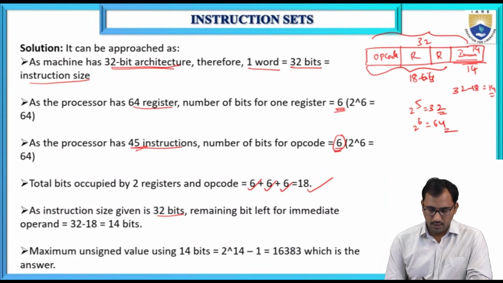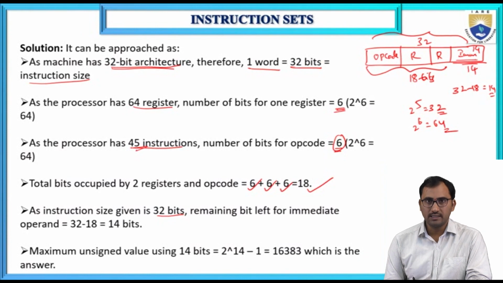The maximum unsigned value using 14 bits: we are finding the maximum value we can store with the number of bits being 14. So 2 power 14 minus 1. We take minus 1 for the maximum value because the numbers start with 0. So 2 power 14 minus 1 gives you 16,383. So in the immediate operand field, the maximum value we can store is 16,383. This is the maximum unsigned value using 14 bits.